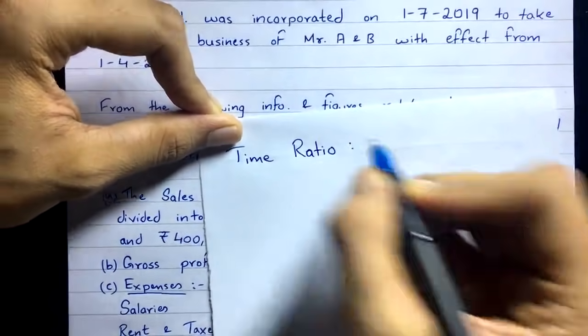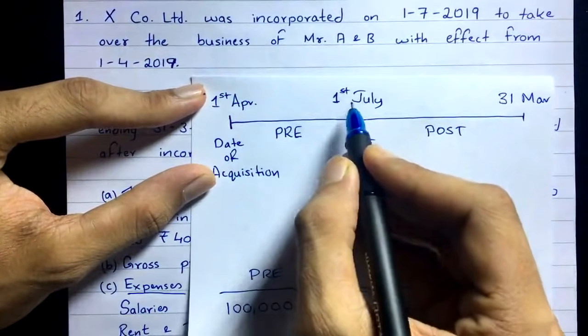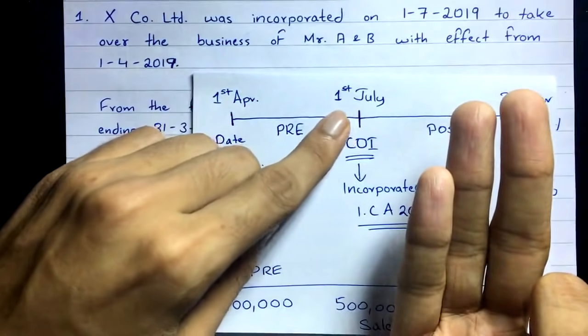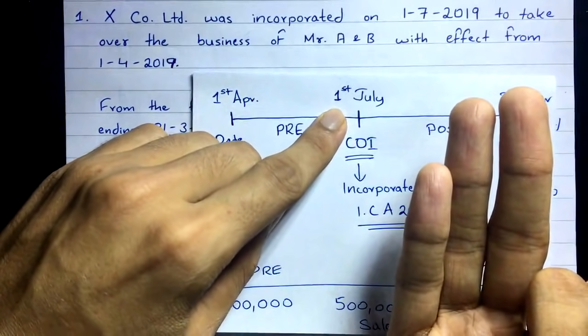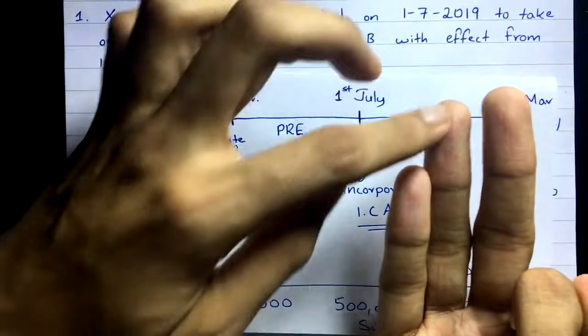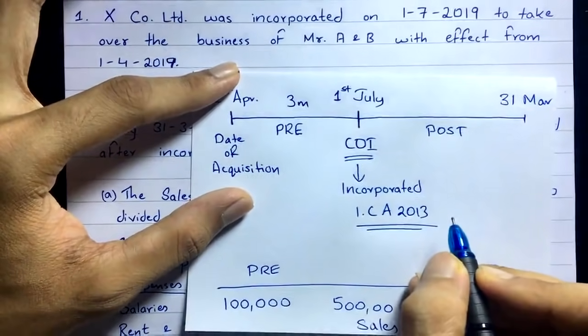See, time ratio. Now how many months in the pre period? 1st April to 1st July: April, May, June, right? We will not take July. Why? Because it is 1st July. So we will not take the July month into consideration, only June. Fine, 1st April, May, June. So 3 months goes to the pre period, 3M.